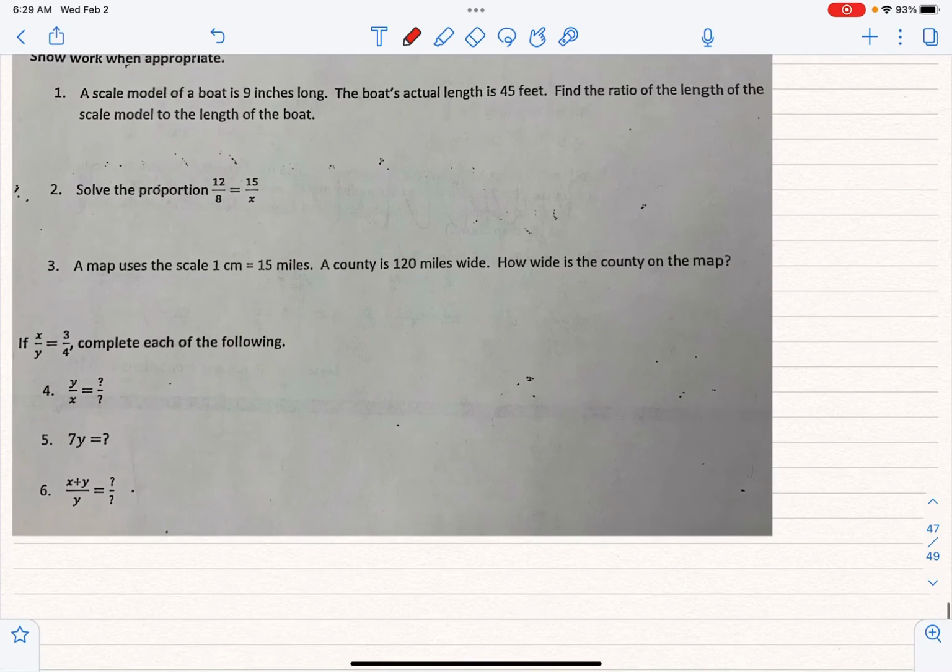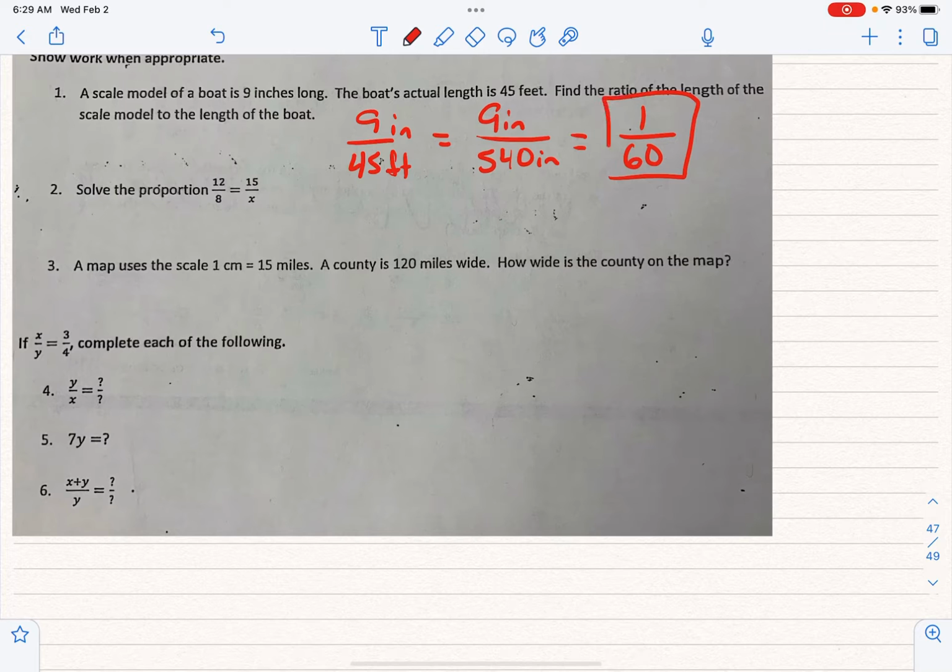Okay, next. Number 1, a scale model of a boat is 9 inches long. The actual boat is 45 feet. Find the ratio of the length of the scale model to the actual boat. Well, it's 9 to 45, but the problem is that's feet and inches. And so we want to convert this. Now this one, I'm going to go ahead and convert the bottom to inches and say 9 inches over 45 times 12 inches per foot, which is 540 inches. And that reduces. 9 goes into 540 60 times. So this becomes 1 to 60.